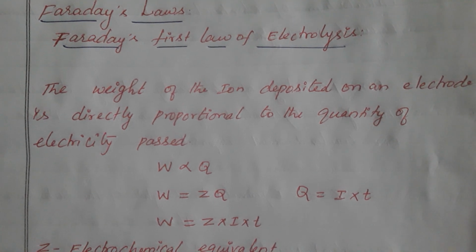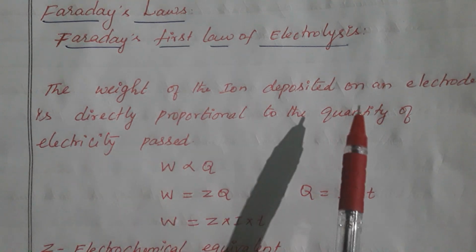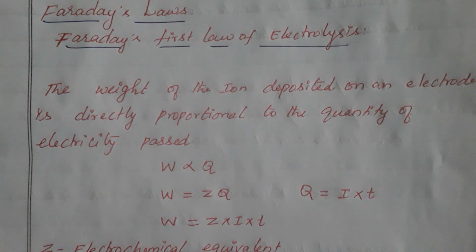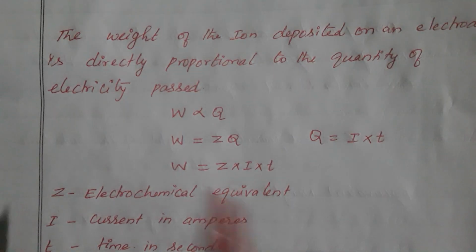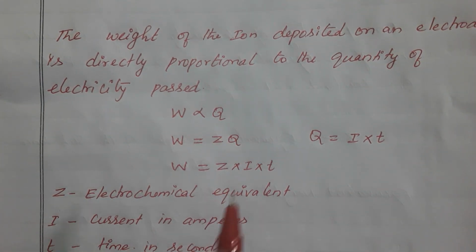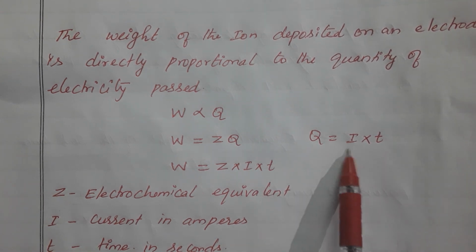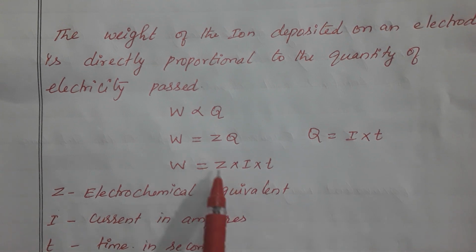The first law statement is: weight of the ion deposited on an electrode is directly proportional to the quantity of electricity passed. So how much product is deposited is directly proportional to the current we pass. That is, W is directly proportional to Q. Q is the quantity of charge. The quantity of charge is I into T, where I is the current in ampere and T is time in seconds. Here the Z we mentioned is called the electrochemical equivalent.